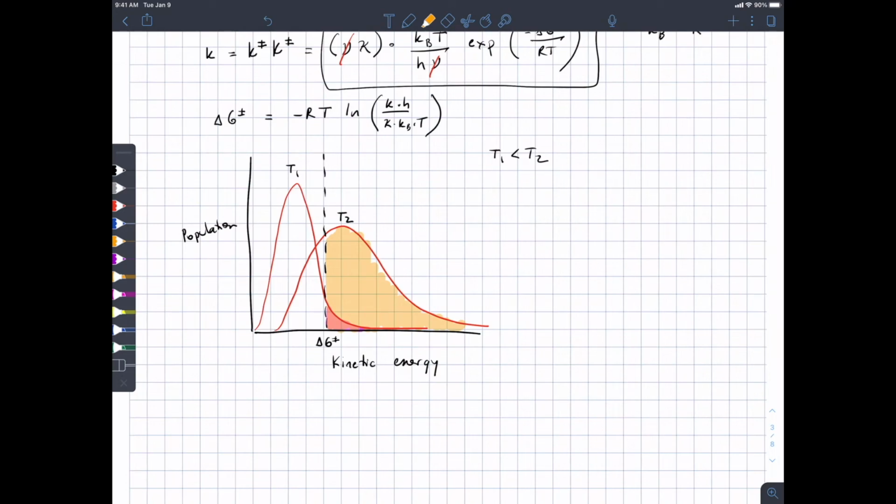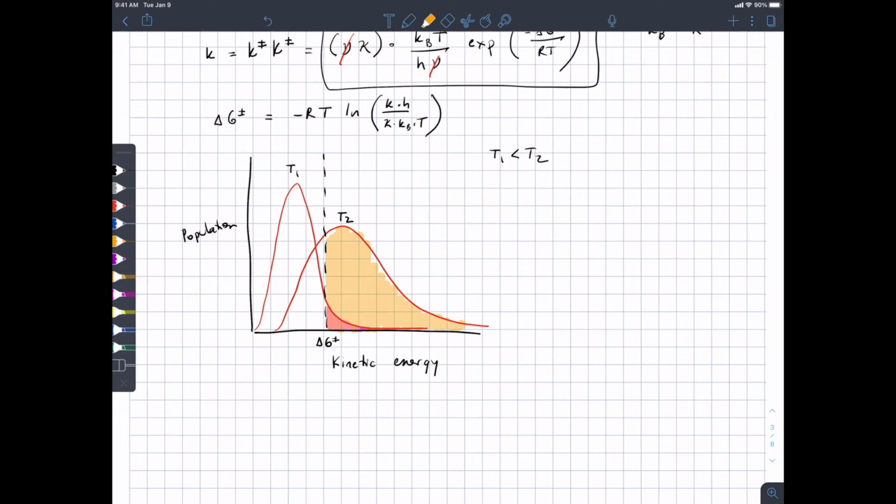All right. Okay. If we set temperature 1 is less than temperature 2. Good? Okay. What else?